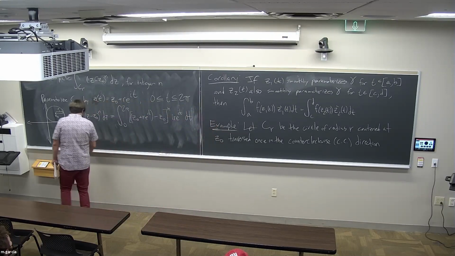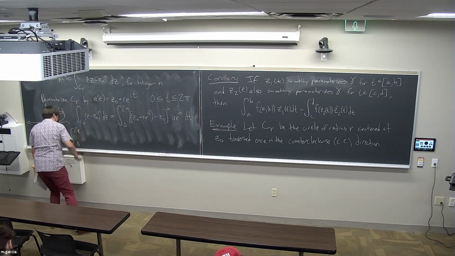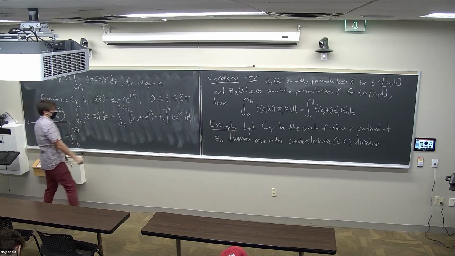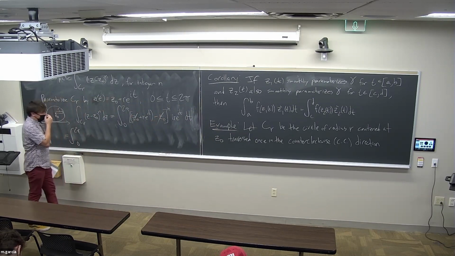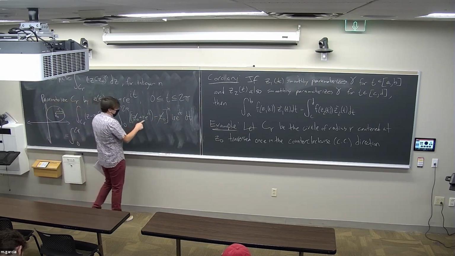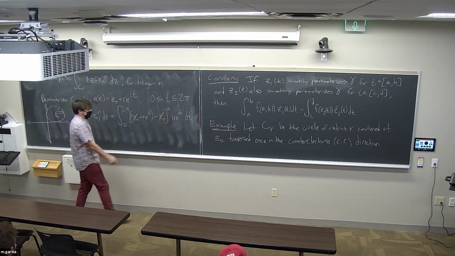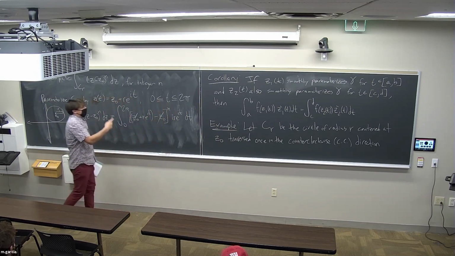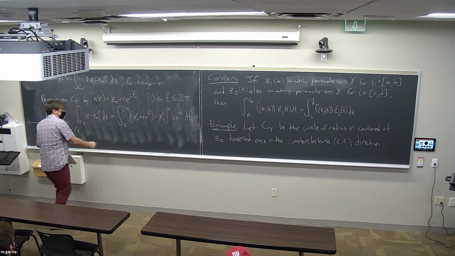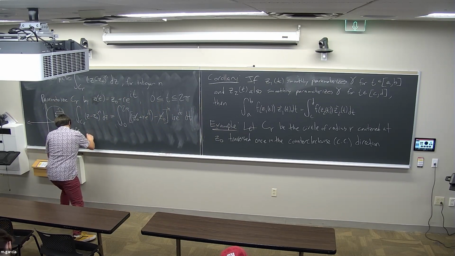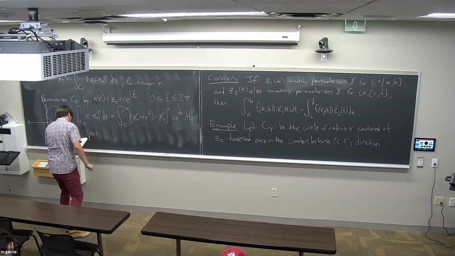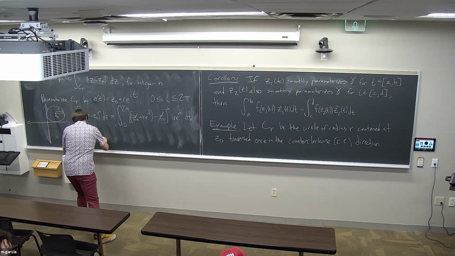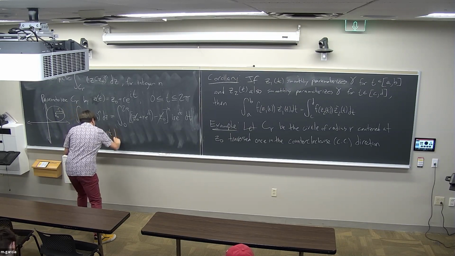Okay. So, these cancel, right? I'm just raising r e to the it to the n times i r e to the it. So what do I get? I just get i r to the n plus 1 times e to the i(n plus 1)t dt.